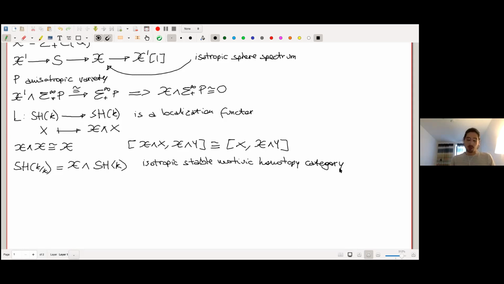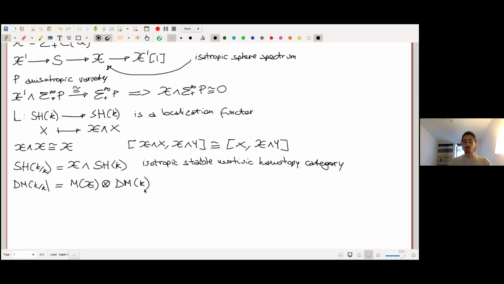Maybe just a remark on Vishik's category of isotropic motives. Essentially, that category is obtained in this way, by taking the motive of this isotropic sphere spectrum and tensoring with Voevodsky's category of motives.